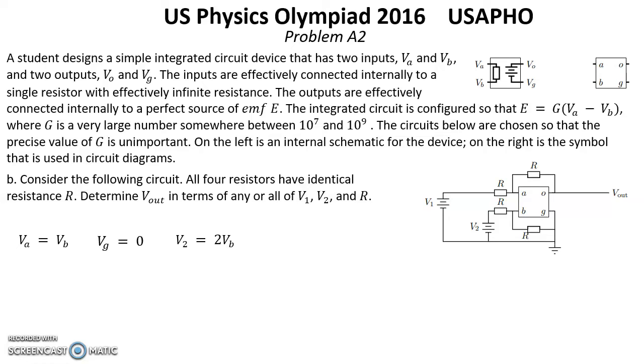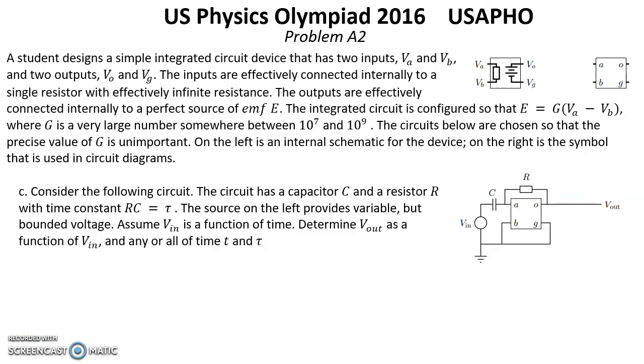Similarly, the voltage drop across the top two resistors is equal. So it means that V1 plus Vout equals VA. Then Vout equals VA minus V1, or V2 minus V1. This was the answer for question B, and this circuit is a subtractor.